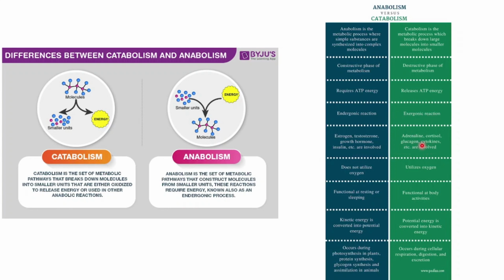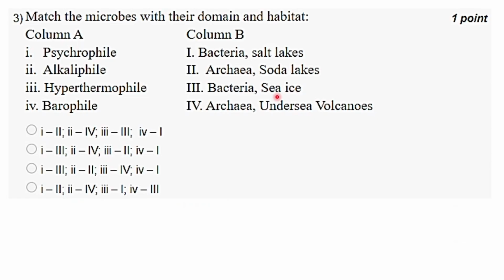So these are some of the examples. Functional anabolism is functional resting or sleeping, functional body activities. But the main difference is anabolism is the synthesis process, catabolism is breakdown. So we'll move on to the next question.